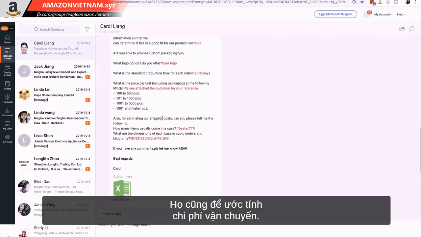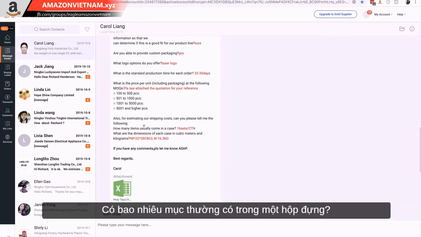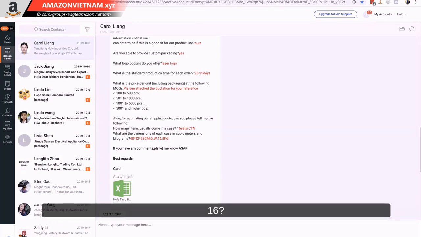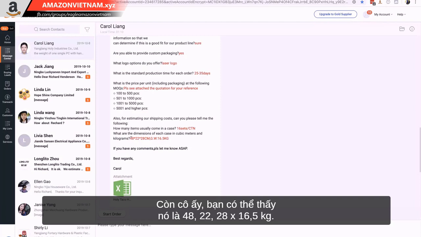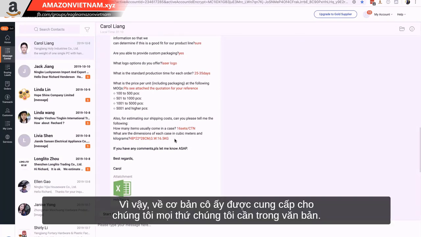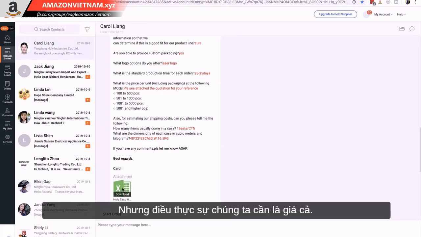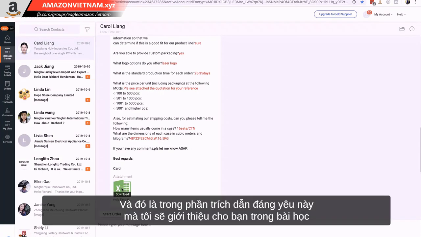Finally, also for estimating on shipping costs, can you tell me the following? How many items usually come in a case? 16. What are the dimensions of each case in cubic meters and kilograms? And you can see it's 48 by 22 by 28, and 16.5 kilograms. So basically she's given us everything we need in the text, but the real thing we need is the price. And that's in this lovely quotation that I'm going to show you in the next lesson.